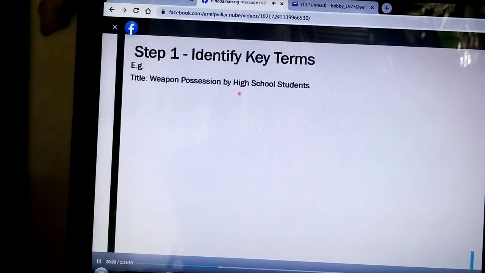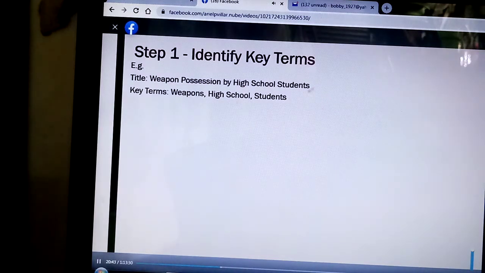So, the key terms for this, hahanapin natin through the encyclopedia or mas madali ngayon, Google, no? So, the key terms that we're going to look at is encyclopedia, weapons, high school, at students. It is in your title, actually. Ngayon, kay Google pa lang, hindi mo na kailangan na isa-isahin yan. Pwede mo na ilagay yung buong title mo and then click, nandun na.